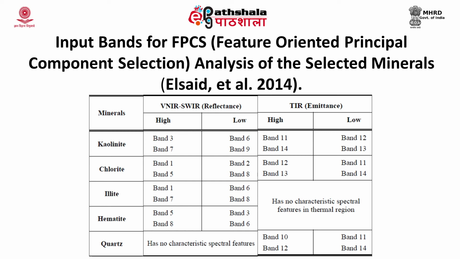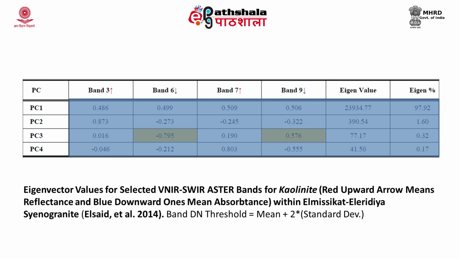Similarly, this is for the VNIR and SWIR, and for TIR also you can calculate the principal components separately, PC1, PC2, PC4. For each of these minerals you can do this principal component analysis and get information about the different minerals. You can see here the band DN threshold that they have calculated from the mean plus 2 times the standard deviation, and this information they have used to get the mineral deposits.